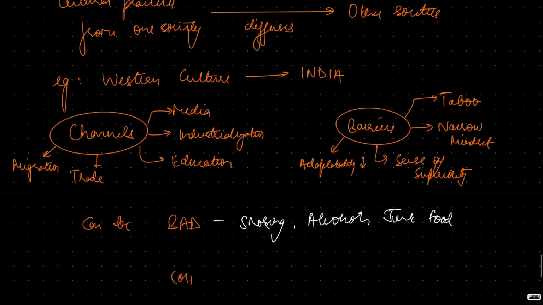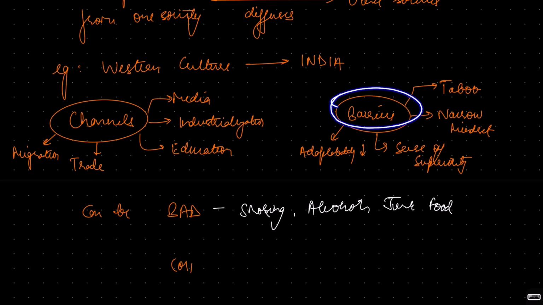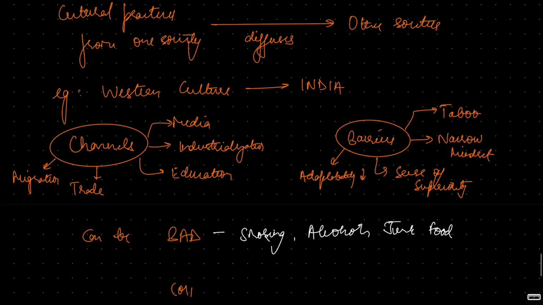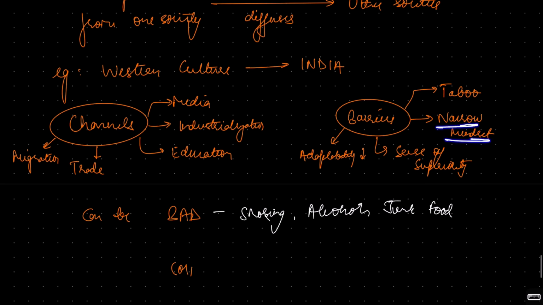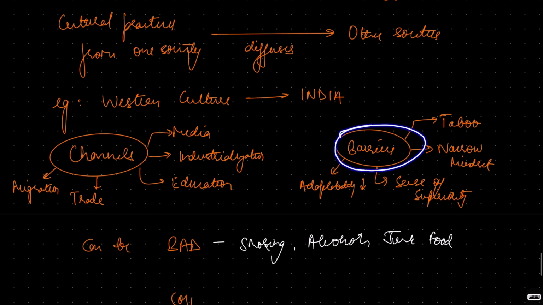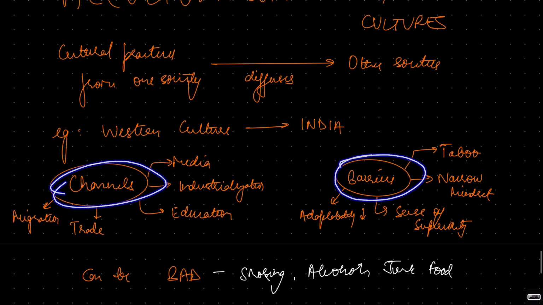Understood? Then coming to barriers. What are the barriers for this acculturation? Basically, taboo. Some people consider cultural practices from other societies to be taboo. They'll be narrow-minded. They will not have any adaptability. They will not adapt to other cultural practices. They will have a sense of superiority: my culture is more superior than other cultures. Why should I listen to them? Why should I adopt their practices? These are all barriers to acculturation. This is the channels of acculturation.